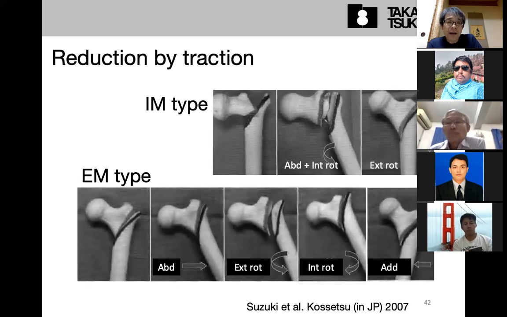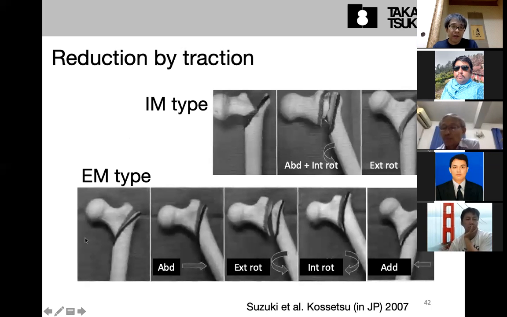To reduce the intramedullary type, first abduct and internally rotate, then pull the distal fragment and separate both fragments, then externally rotate and get a touch to both fragments. Through this procedure, these authors believe that the intramedullary type is reduced without pinning or any other intervention.